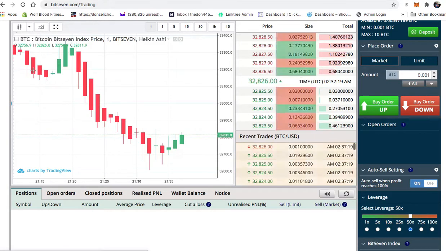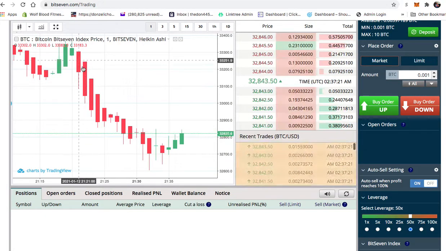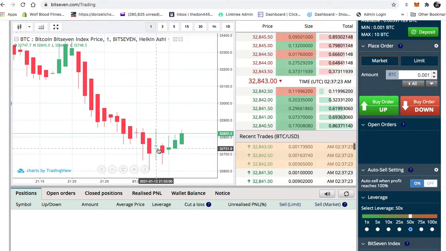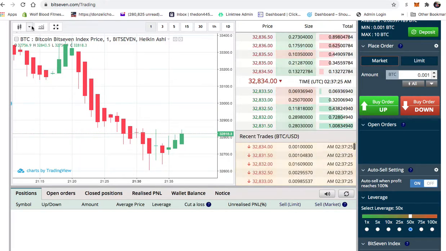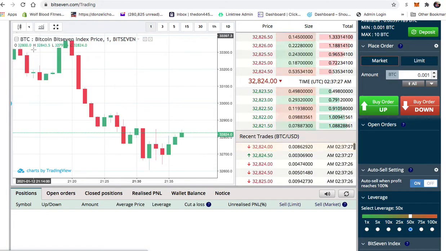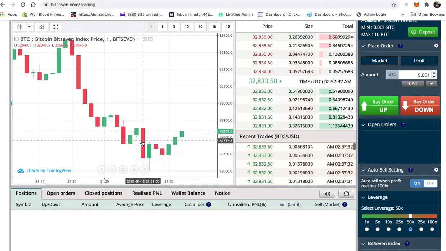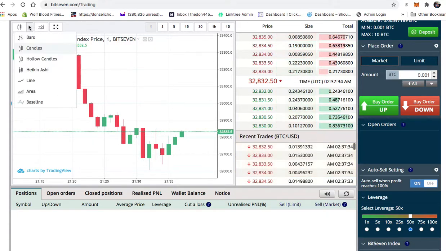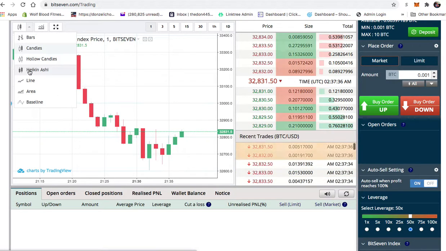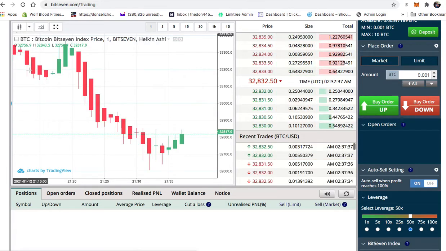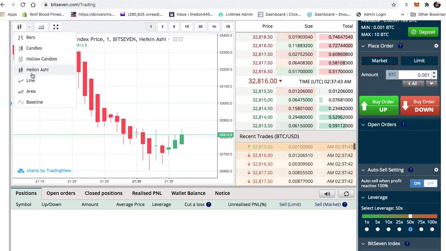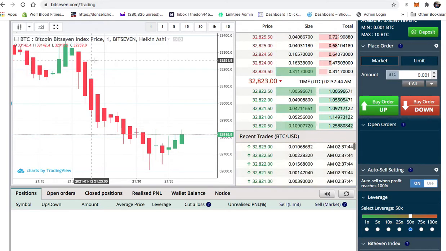You come down there, Heiken Ashi. See, these are all red. These are all trending down right here. Whereas if you were in normal candles, you would have an uptick, down, uptick, down. It gets a little confusing when you're day trading or when you're trying to scalp the 1 minute chart. So just switch this to Heiken Ashi. That's what I would recommend.